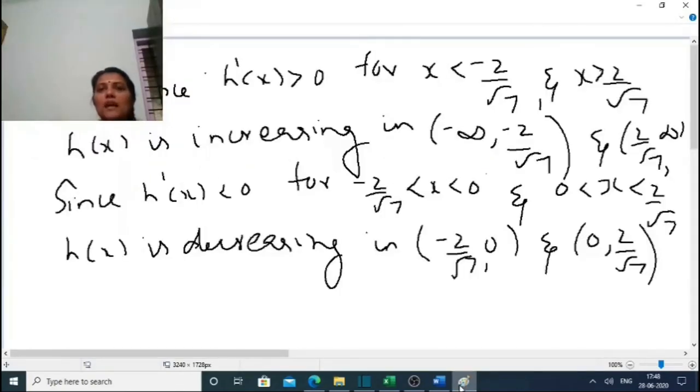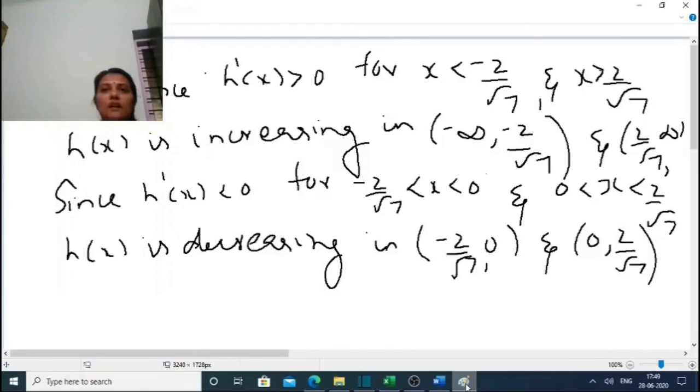Now we have to find the intervals in which h of x is increasing and decreasing. Since h dash x is greater than 0 for x less than minus 2 by root 7 and x greater than 2 by root 7, h of x is increasing in minus infinity to minus 2 by root 7 and 2 by root 7 to infinity. Also h dash x less than 0 for minus 2 by root 7 less than x less than 0 and 0 less than x less than 2 by root 7, so h of x is decreasing in minus 2 by root 7 to 0 and 0 to 2 by root 7.